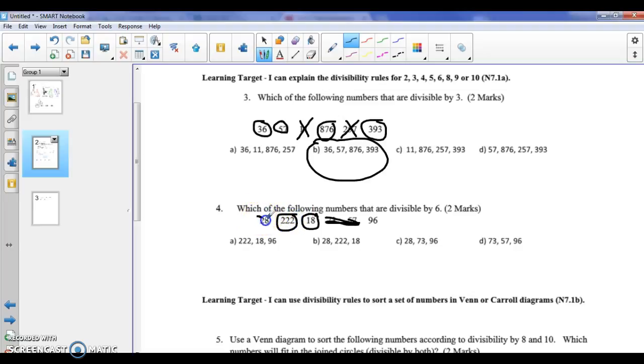2 plus 8 is 10, which is not divisible by 3. And 6 plus 9 I know will be divisible by 3. So those are my 3 numbers there that are divisible by 6. I find the matching one, and that is A.